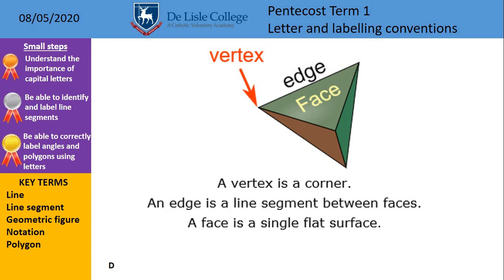Now, a little bit of information that we're going to need to get down into your book, as we've covered a few of these. A vertex is a corner, and the plural of vertex is vertices. An edge is a line segment between faces, and a face is a single flat surface. So when you have a regular dice, you've got the 6 faces, the numbers 1, 2, 3, 4, 5, 6. Those are your 6 faces.